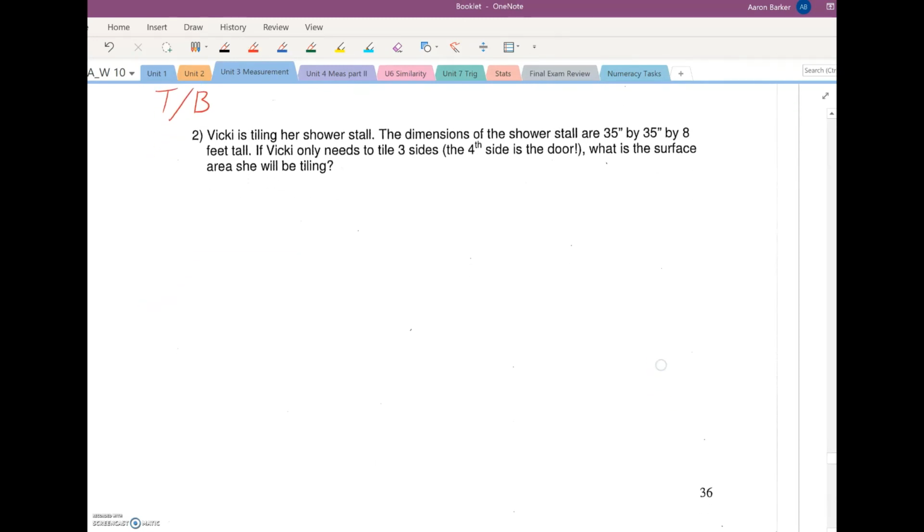Shower stall. She only needs to tile 3 sides. The 4th side is the door. So what's the surface area? So it's a square pyramid.